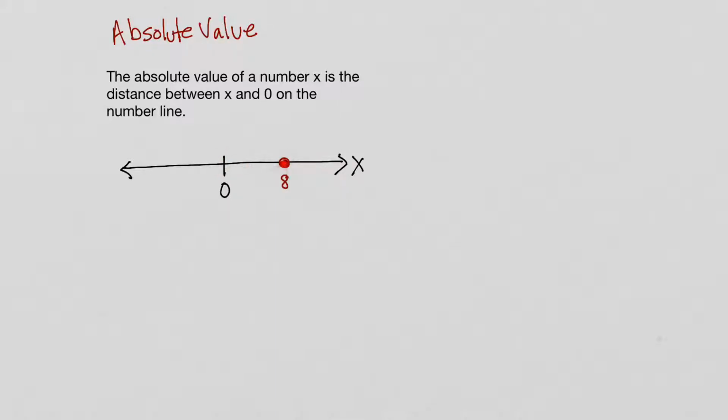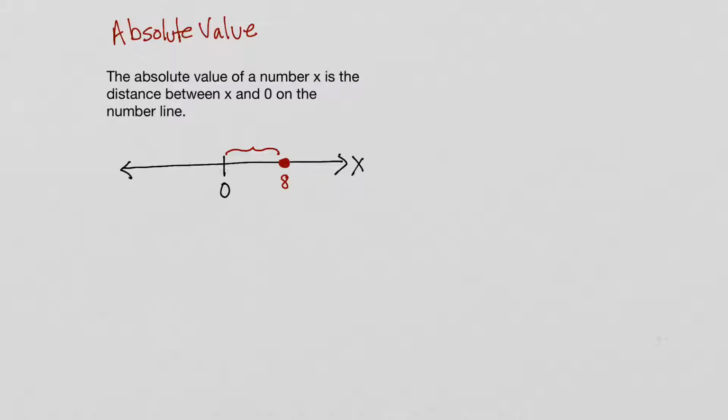So how many units away, right? We're talking about a distance. So the distance between 0 and 8 is what? 1, 2, 3, 4, 5, 6, 7, 8. So we're saying now that this number 8 from 0 is 8 units.